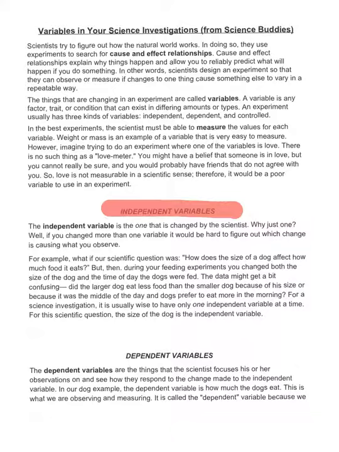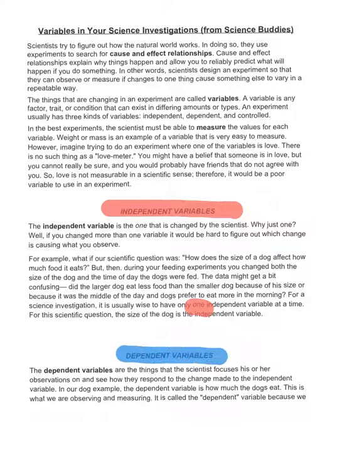For a science investigation, it is usually wise to have only one independent variable at a time. For this scientific question, the size of the dog is the independent variable.